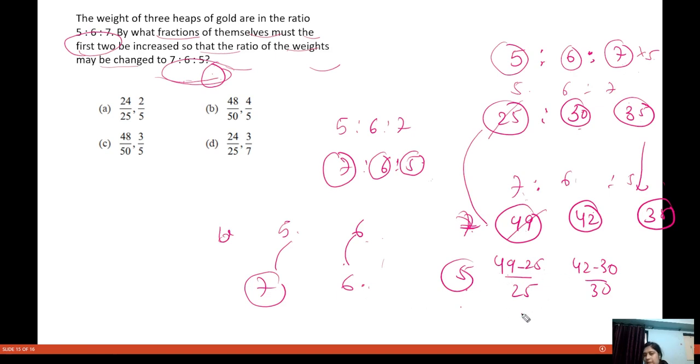So this one is coming to be 24 by 25, and this one is coming to be 12 by 30. This is 6 twos are 12 and this is 6 fives are 30. Okay, so this is our answer.